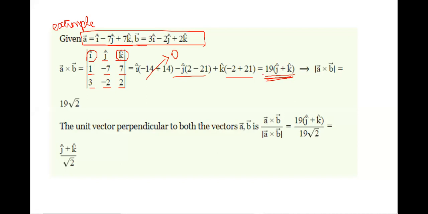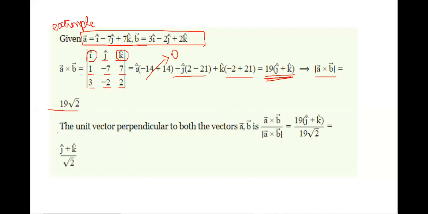So that is step 1, as we have seen in the last assignment question. What is the next step? We need to calculate the magnitude. So the magnitude of 19 times j cap plus k cap. Since 19 is common for both, we will write it as 19 times the square root of 2.